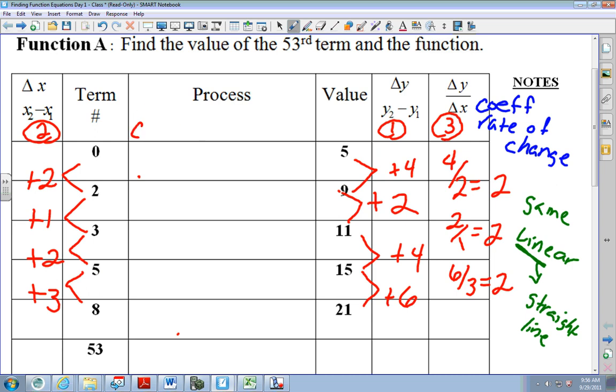So right here is where I'm going to go up here and put my coefficient in the process column. So I have 2 all the way down. And I think I need to move down my board just a little bit.